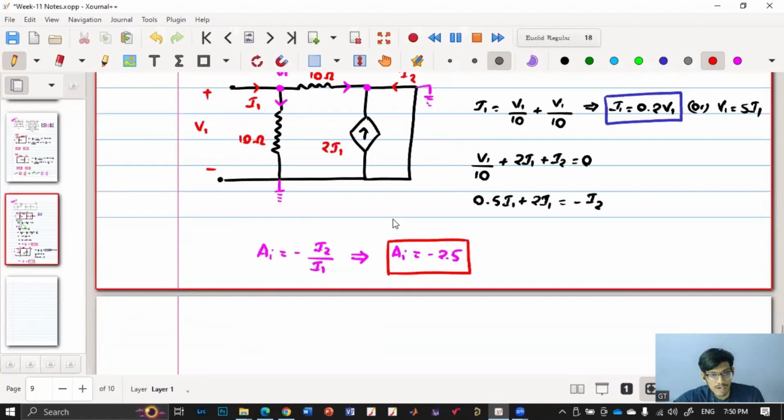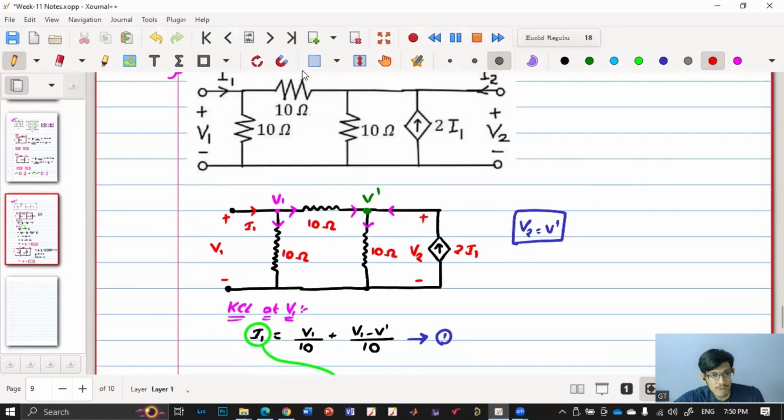So let us quickly draw them, or maybe I can copy from here also. You can use that.